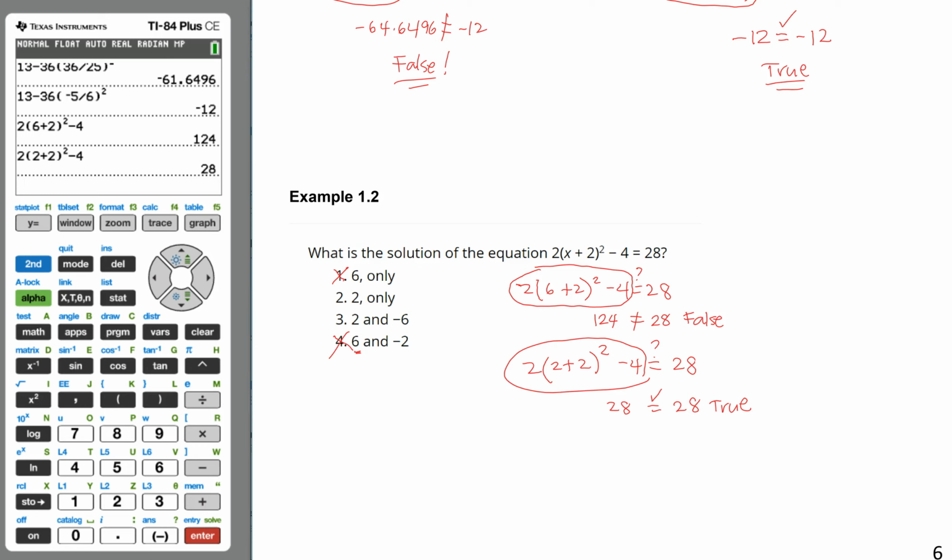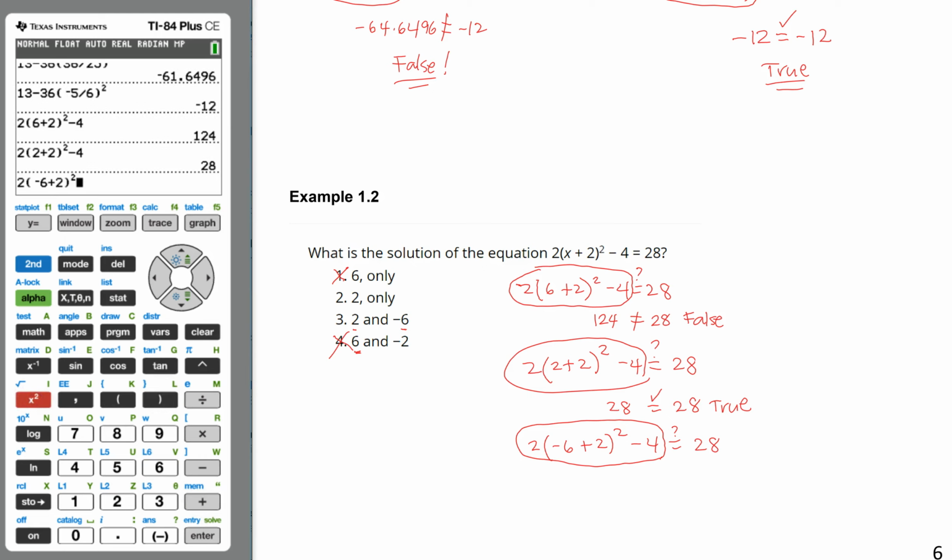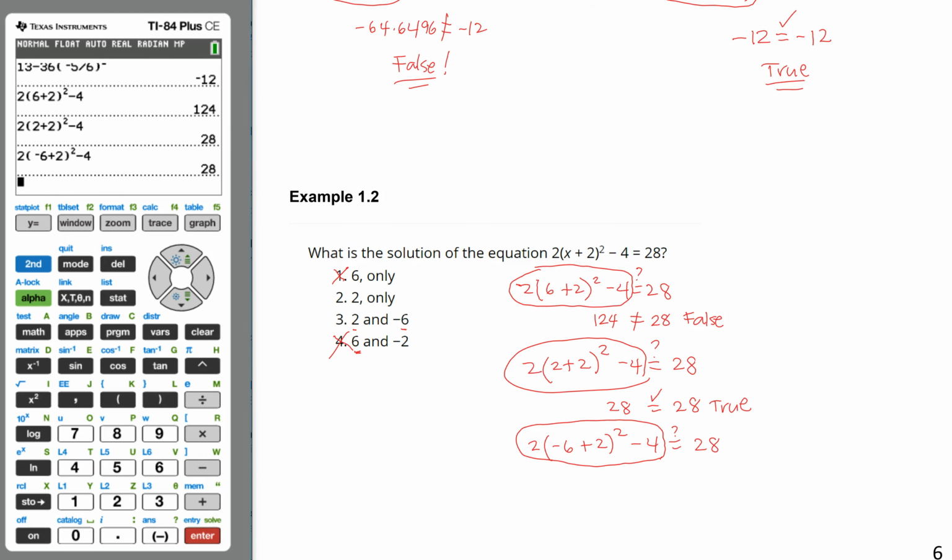Now when you look at the other option, 2 also has option 3. So I need to try out negative 6, which might also be a solution to the equation. So you have here 2 times negative 6 plus 2 squared minus 4 equals 28. I'm verifying again whether it works. So just enter all of this in the calculator. We have 2 times negative 6 plus 2 squared minus 4. Press enter. Oh, this one gives you 28. So 28 equals 28, which is actually making the statement true.